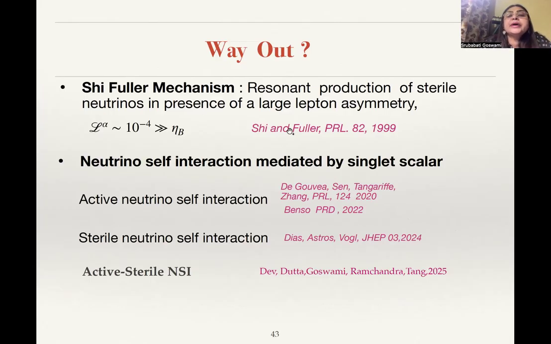One is the Shi-Fuller mechanism, where one introduces a resonance by assuming the presence of a large lepton asymmetry, but the origin of such an asymmetry is not very clear. Also, recently, some ideas have become very popular, which is neutrino self-interaction mediated by a singlet scalar. So there is active neutrino self-interaction. People consider sterile neutrino self-interaction. And recently, we have also studied active-sterile non-standard interaction.